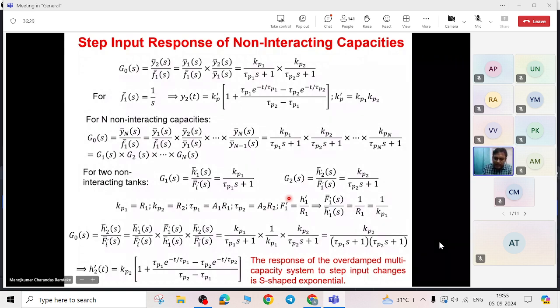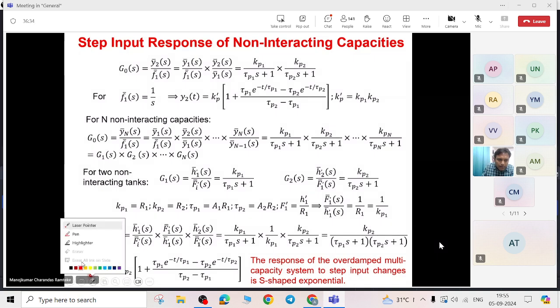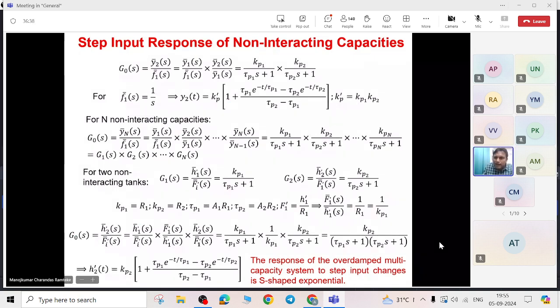So see, in this case, if I look at this earlier derivation here, we got G naught is nothing but G1 into G2. This is what we have obtained, isn't it? Now let's look at this case. In this case, if I multiply G1 into G2, what am I going to get?